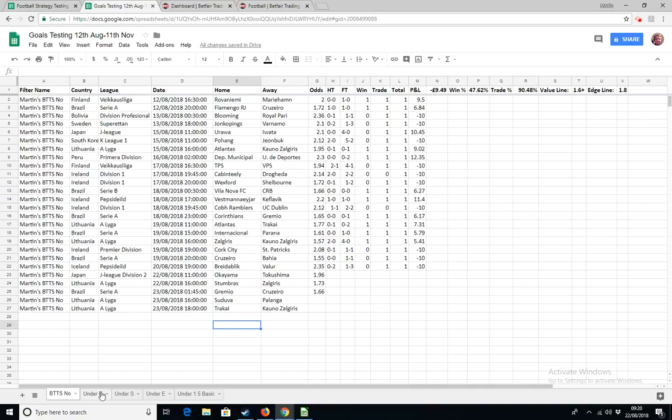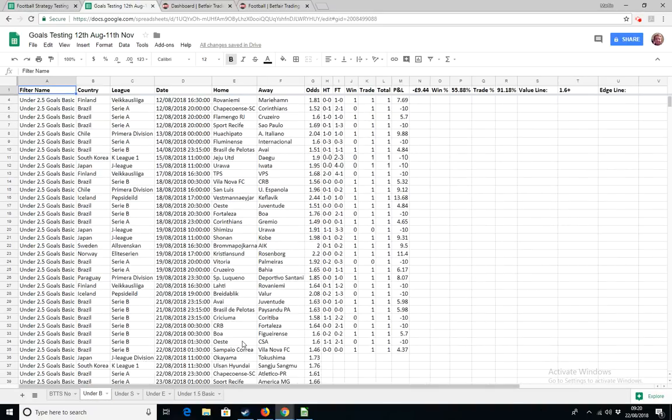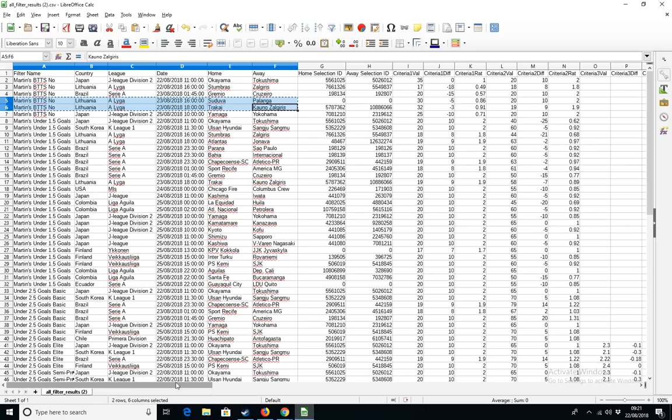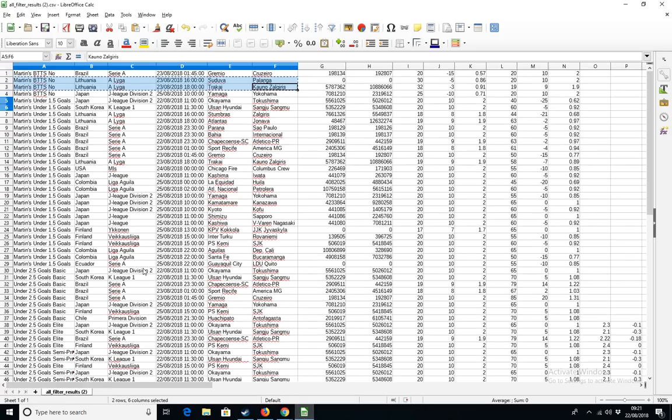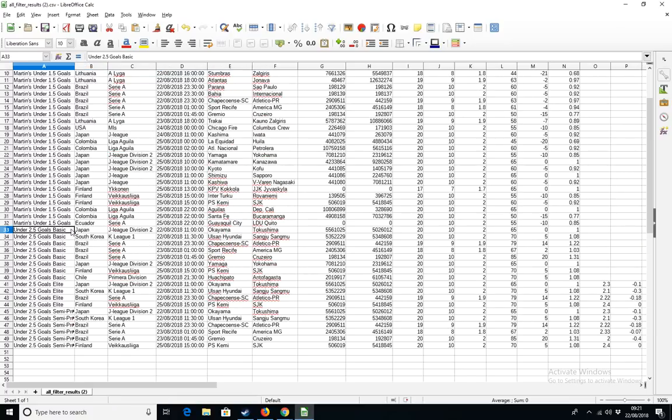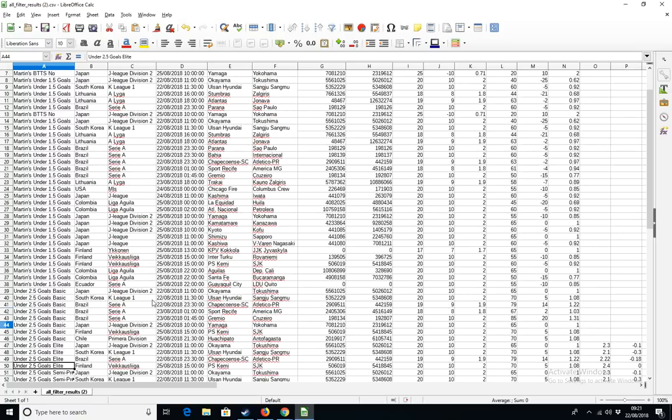My second filter is under 2.5 goals basic. So as you can see, I've got everything up until the 23rd's morning. So I need after that. Just going to go to basic here. It's under 2.5 basic, which is there. And I've got everything up until the morning. So actually nothing for that, which means that the semi and elite won't have anything because those 2 filters are just basically sub filters of the basic one. Supposed to refine things a little bit more.